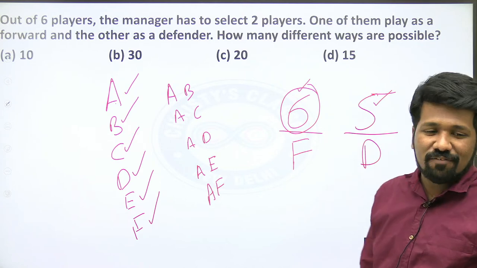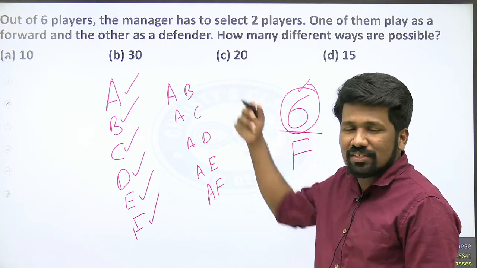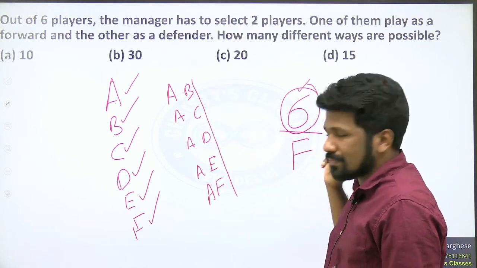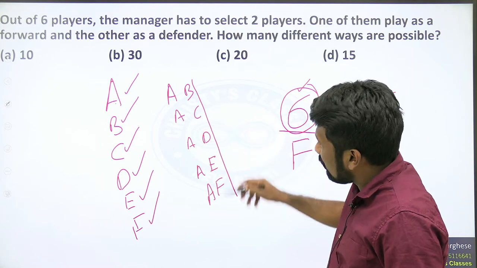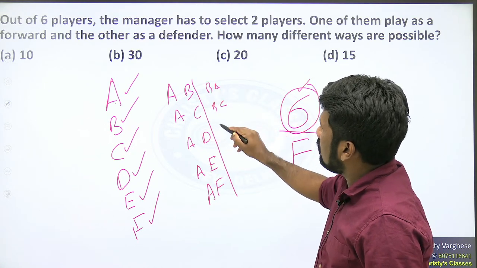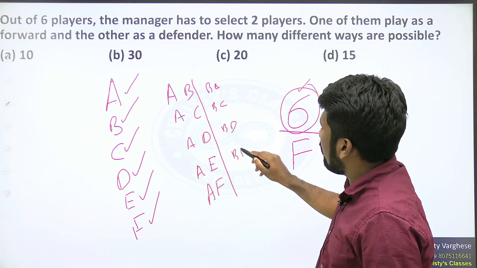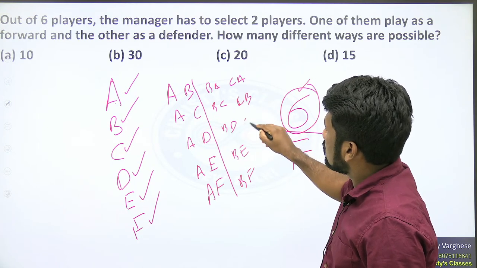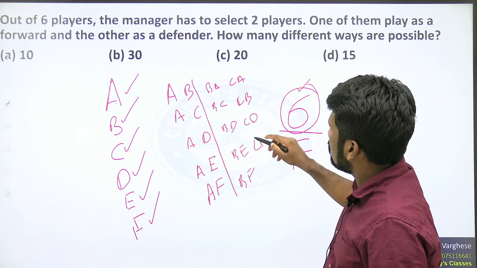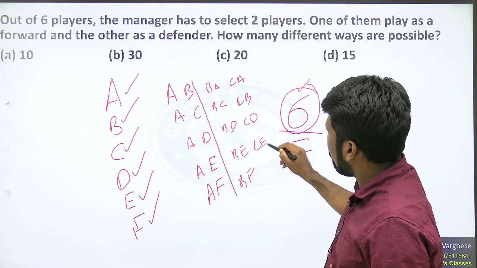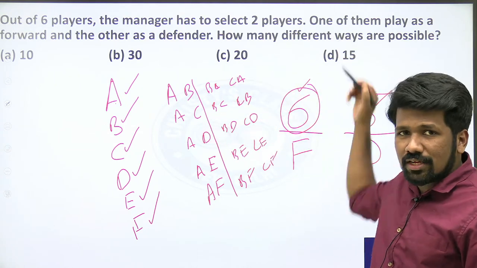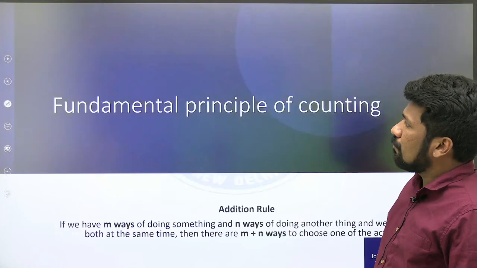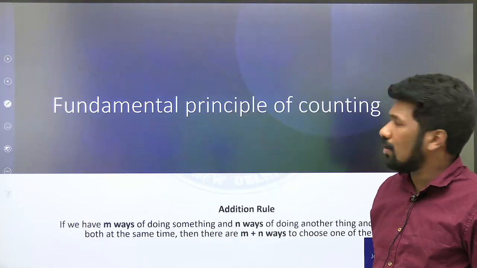And that is again fundamental. This is how you can understand the fundamental principle of counting. Instead of counting all these, A, B, A, C, A, D, A, E, A, F, then B, A, B, C, B, D, B, E, B, F, then C, A, C, B, C, D, C, E, C, F. Likewise, listing all the 30 possibilities is time consuming, just like the football example we took, or the ball counting example we took.